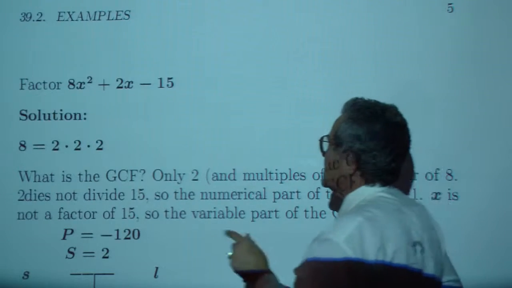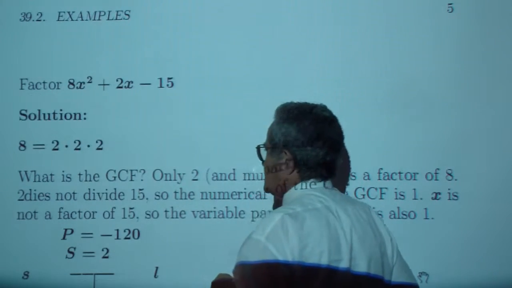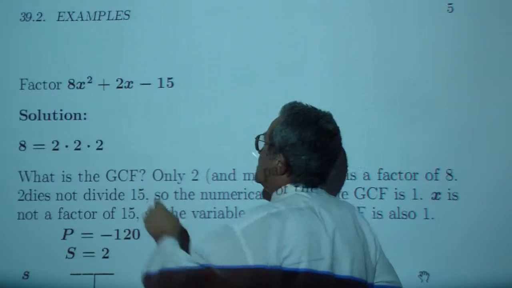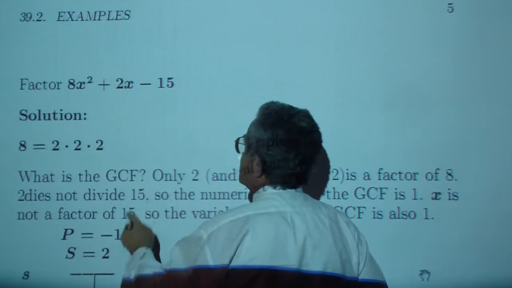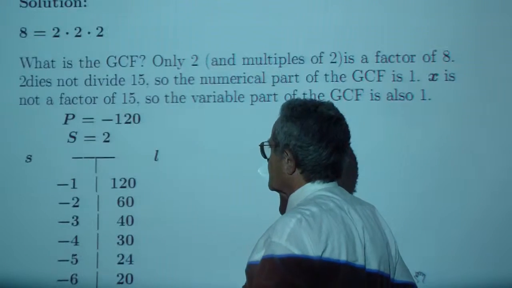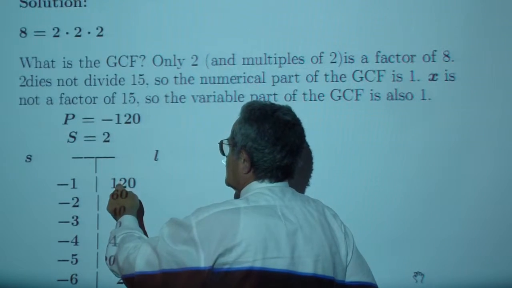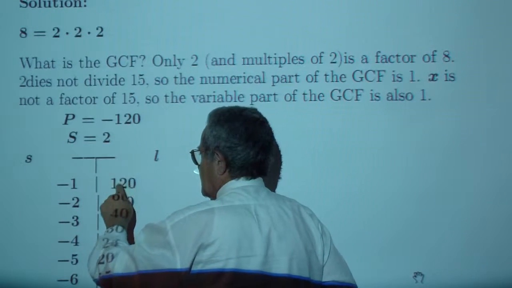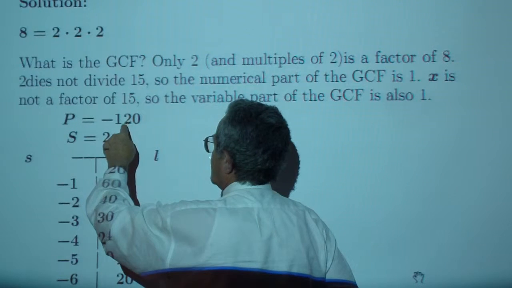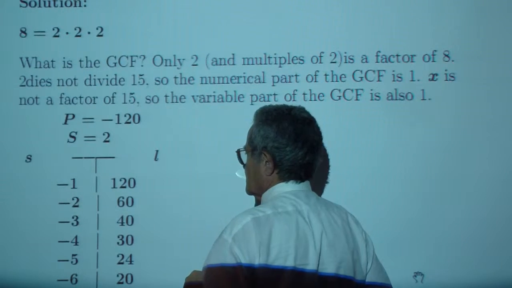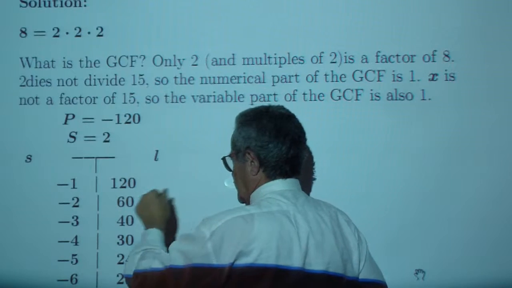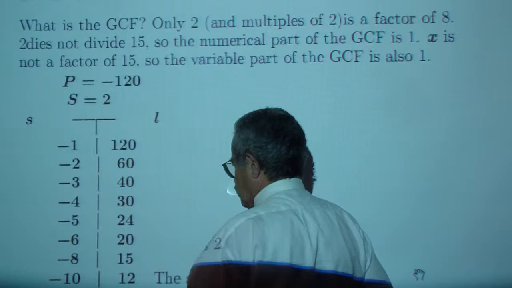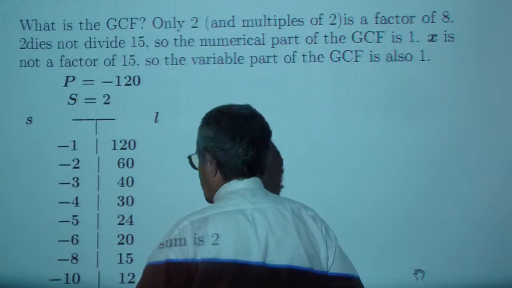How about 8x squared plus 2x minus 15? Again, the greatest common factor is 1, like previously. The product is negative 120. The sum is positive 2. The sign of the large number is positive. Therefore, the sign of the small number must be negative, because a positive number times a negative number gives me a negative product. Excuse me. Negative 2 times 60 and so on. Negative 6 times 20. Negative 10 times 12.